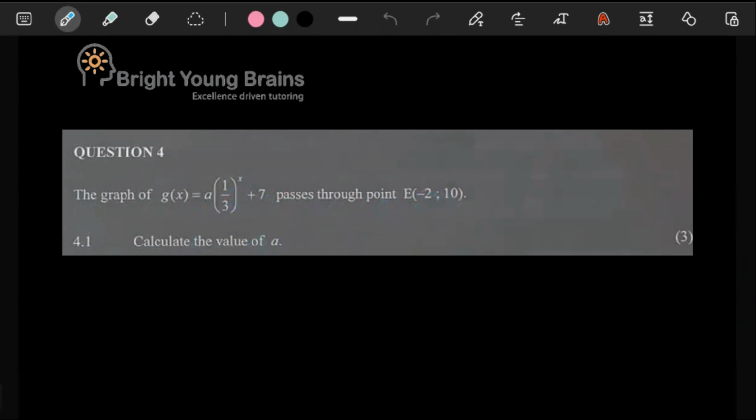So calculating the value of a is pretty straightforward, because we have a value to put there where x is, we have a value to put there where y is, which is right over there. So where y is, that's just a 10. And then here we have a with 1 over 3. X is negative 2, right?